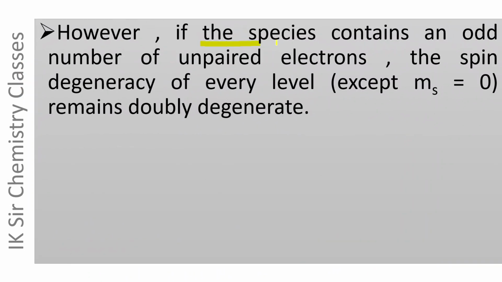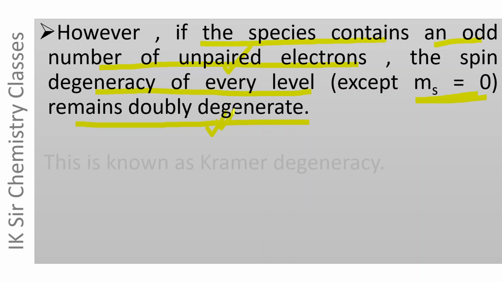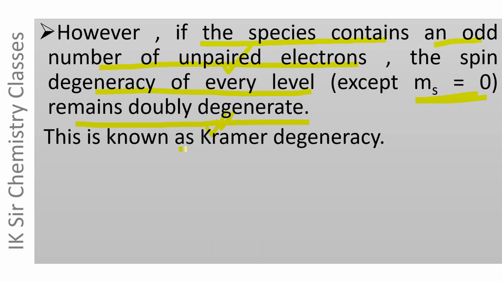However, if the species contains an odd number of unpaired electrons, the spin degeneracy of every level except ms equals 0 remains doubly degenerate. Let us see it again. If the molecule or ion contains an odd number of unpaired electrons, the spin degeneracy of every spin energy level except ms equals 0 remains doubly degenerate. This is known as Kramer degeneracy.